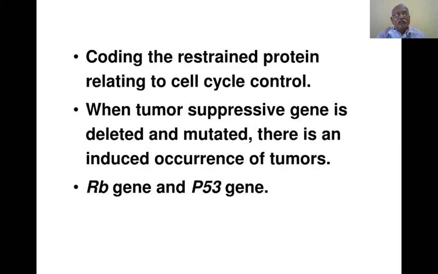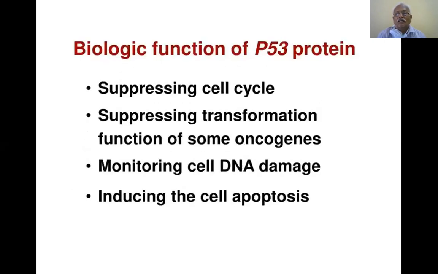When a tumor suppressor gene is deleted or mutated, there is an induced occurrence of tumors. So the RB gene and P53 gene are the most important things that should be remembered by you as long as you are continuing your practice as a doctor. The biological function of P53 protein is suppressing the cell cycle. That is the biological function. Suppressing the transformation function of some oncogenes.